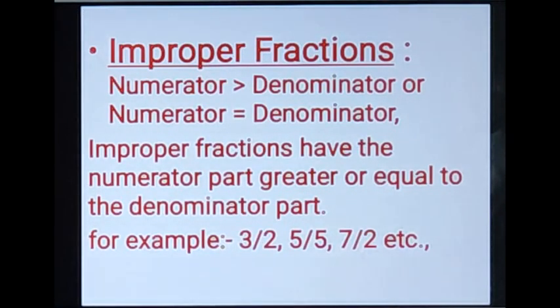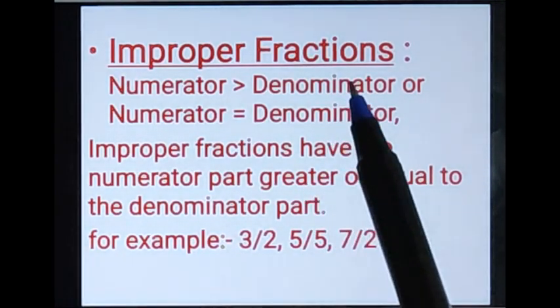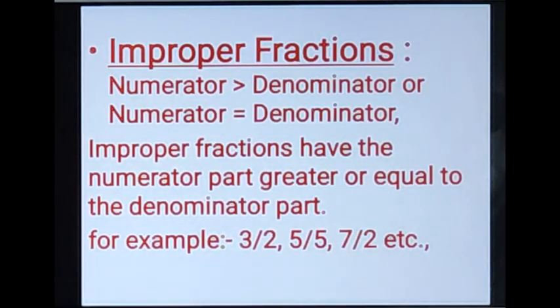Moving on, the next fraction is improper fraction. Over here, 2 things you have to remember. Of course, it is opposite to that of proper, that is, the numerator should be greater than the denominator, or if the numerator and the denominator are equal, then we will consider that fraction as an improper fraction. Improper fractions have the numerator part greater than or equal to the denominator part.